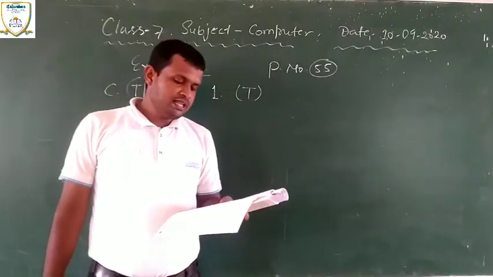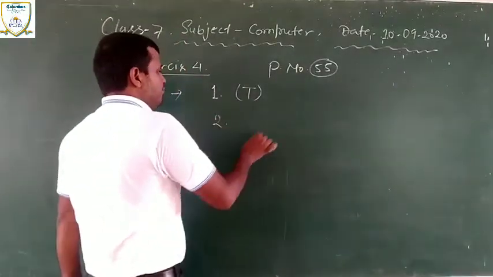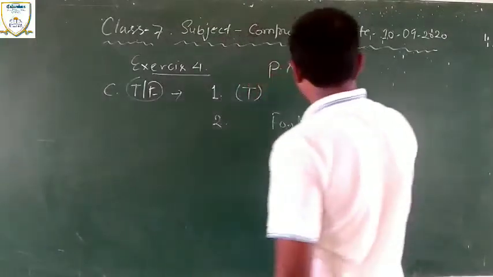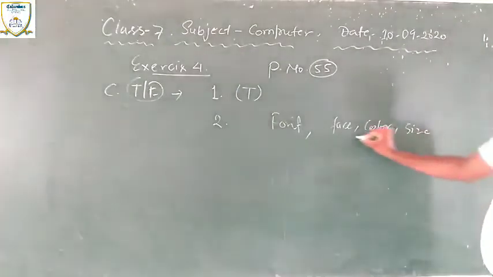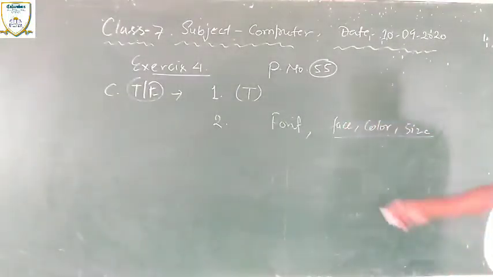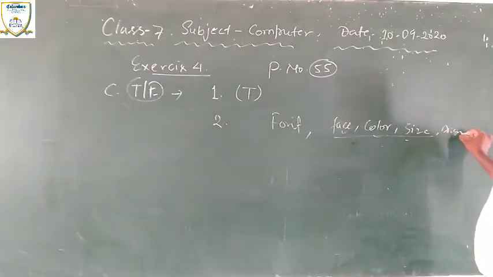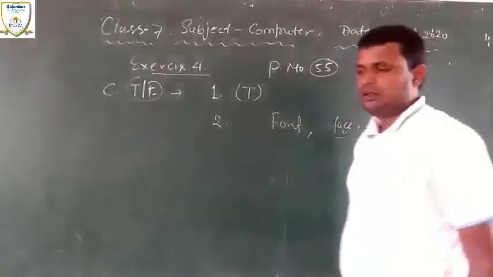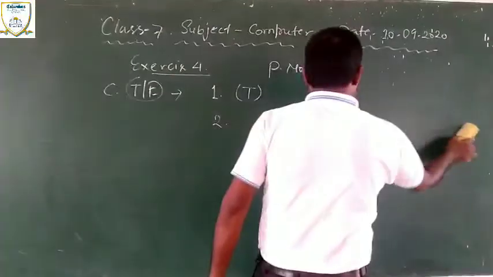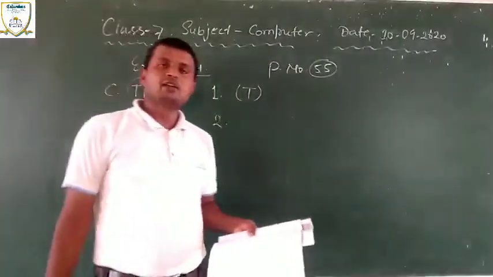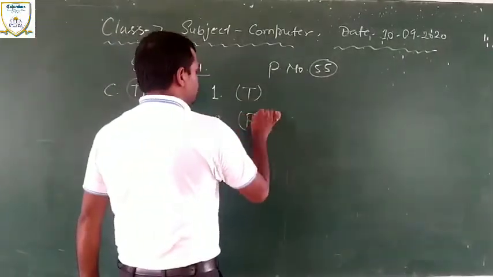Second, width is an attribute of the font tag. The font attributes are face, color and size. There are only three attributes: face, color and size. But here it says width. Width is not an attribute of the font tag, so the second statement is wrong. It is false.